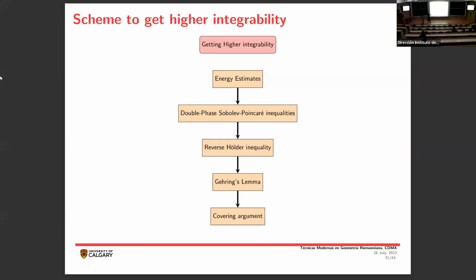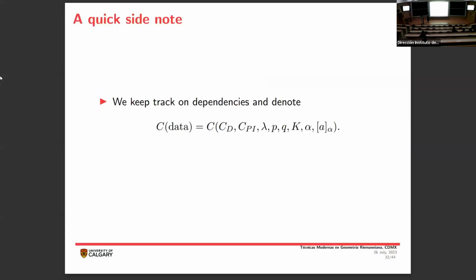So that's kind of like the scheme. So let's go through each one of the steps quickly. Just a very quick note. Every time I say that the constant C depends on this data, I mean the data that comes from our assumptions on our space. So the doubling constant, the constant of the Poincaré inequality, the dilation factor, the exponents, the constant of the quasi-minimizer definition, the Hölder continuity, and the Hölder norm of our coefficient function.